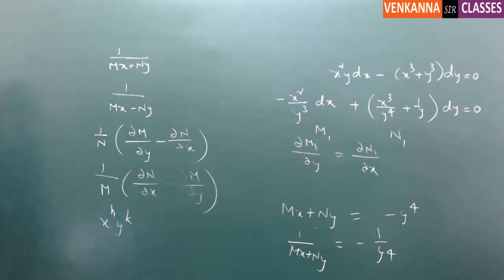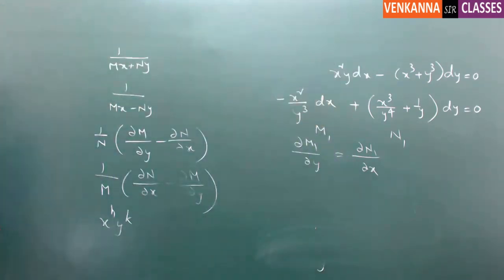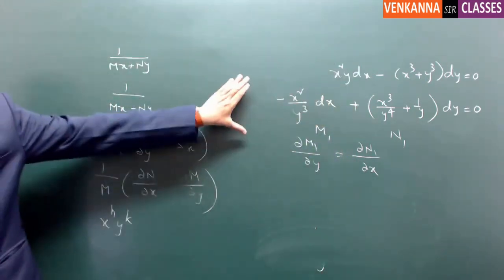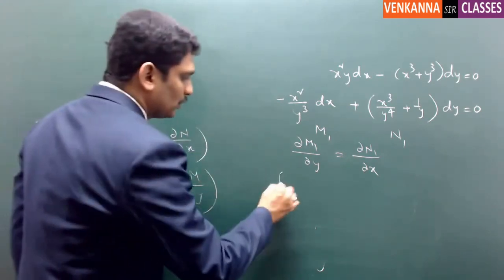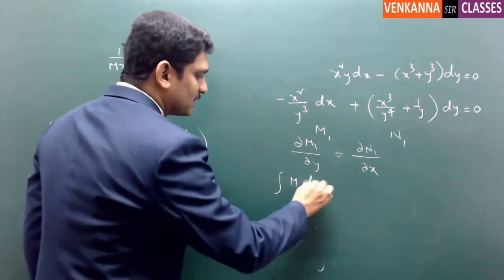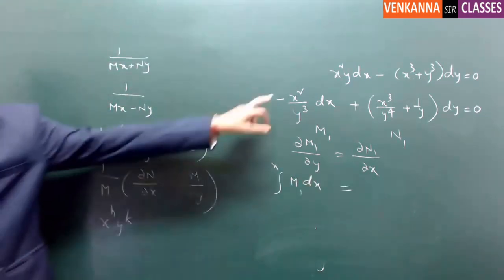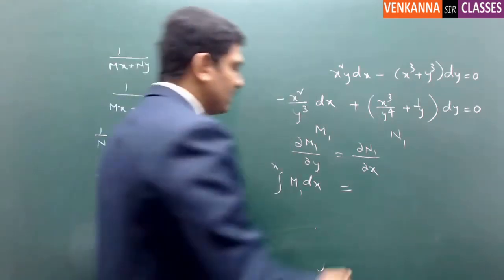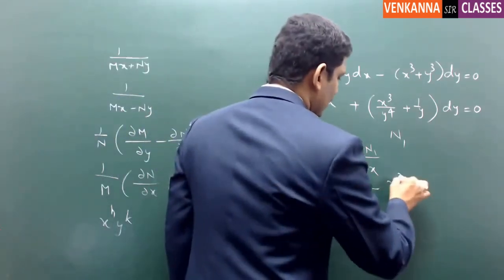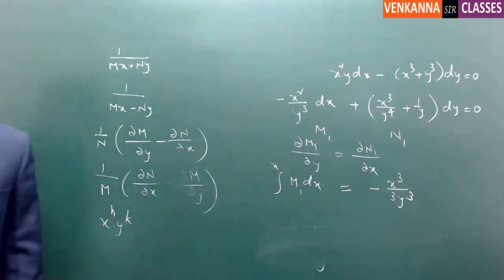Then let us go with the usual procedure because it has become exact. So go with the integration part. Integral m1 dx, you are doing the integration with respect to x partially. So here 1 by y cube is a constant. X square integration is x cube by 3. So minus x cube by 3y cube is the answer.